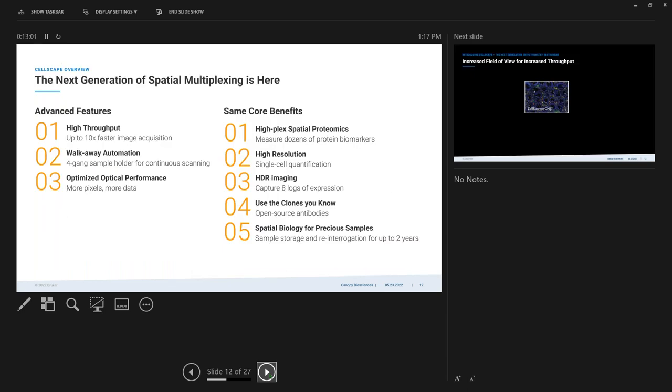What I'll talk about with the next few slides is how we've made some really significant advances to the ChipCytometry platform as it relates to throughput and automation. As we've built this imaging system from the ground up for this particular application, we've made optimizations to really improve the optical performance. But we've combined all of this with the same core benefits that our existing ChipCytometry users are familiar with: the high-plex spatial omics I've already talked about, high resolution and HDR imaging, which we'll talk about in a couple of slides, the open source antibody piece, which is really important to a lot of our existing customers, and also the ability to store and reinterrogate samples, as I've already touched on.